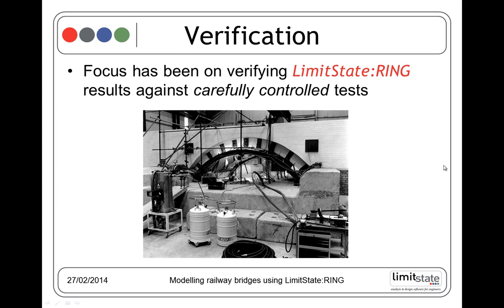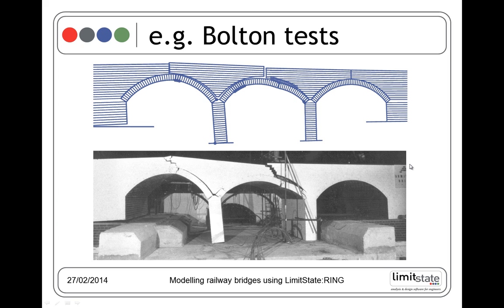These are some of the tests undertaken that led to the development of the very first version of LimitState RING. The single span bridge in the background of the lower image was one of the British Rail research funded bridges that I mentioned earlier. And in the foreground, we've got a multi-span bridge, and we've got a model showing that we could get a reasonable representation of the experimental outcome.